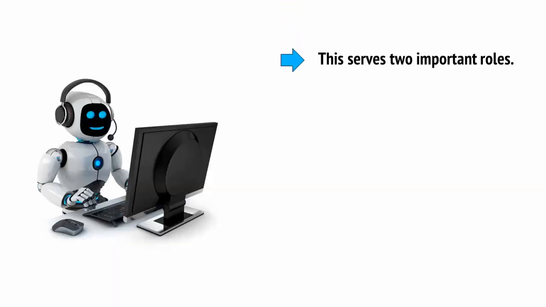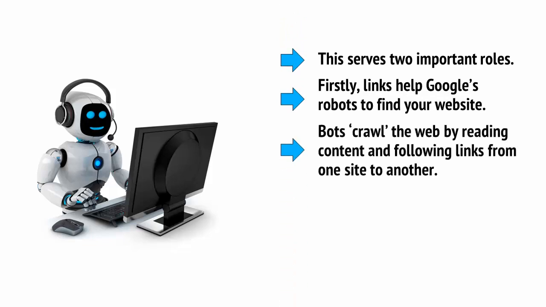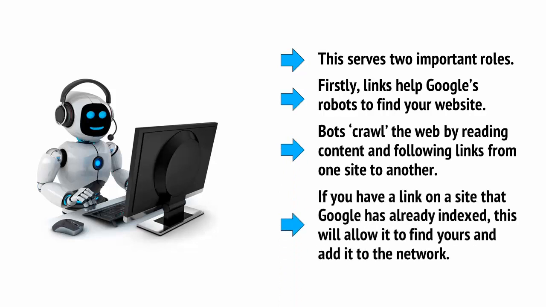This serves two important roles. Firstly, links help Google's robots to find your website. Bots crawl the web by reading content and following links from one site to another. If you have a link on a site that Google has already indexed, then this will allow it to find yours and add it to the network.